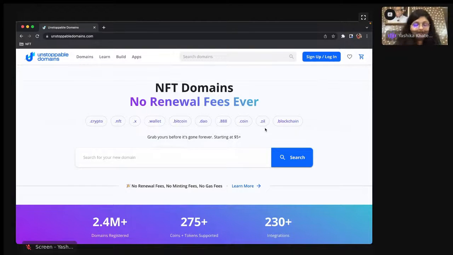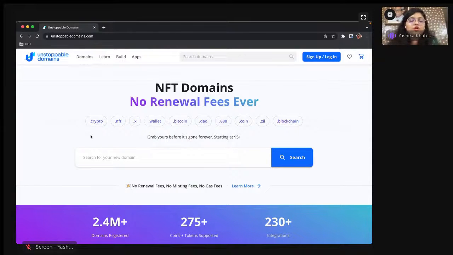So like we have a lot of blockchains, right? We have Solana blockchain, Ethereum blockchain, Bitcoin blockchain, Polygon blockchain. Like the same way, there's another blockchain which is called Zilliqa. So if you want to mint your NFT domain on the Zilliqa blockchain, it is called .zil. So if anyone's interested in doing that, they can opt for .zil.